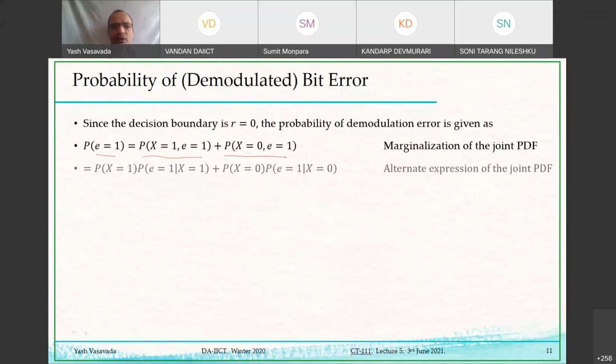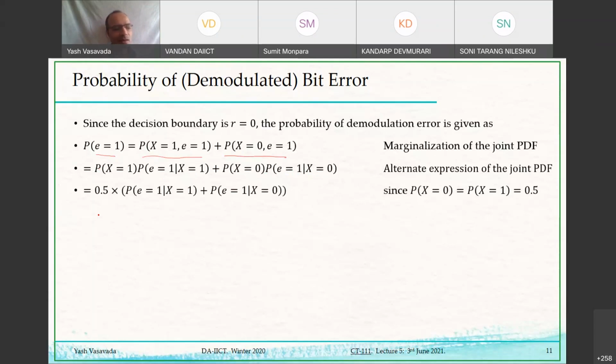Now this joint PDF can obviously be written as the product of the prior and the conditional PDF. Conditional of E equal to 1 given X equal to 1 and E equal to 1 given X equal to 0. So this is just the alternate way of writing this joint PDF. But prior we have already said we are assuming it to be 50%. So this P of X equal to 1 and P of X equal to 0 comes out, and then inside the bracket remains only the conditional PDFs.